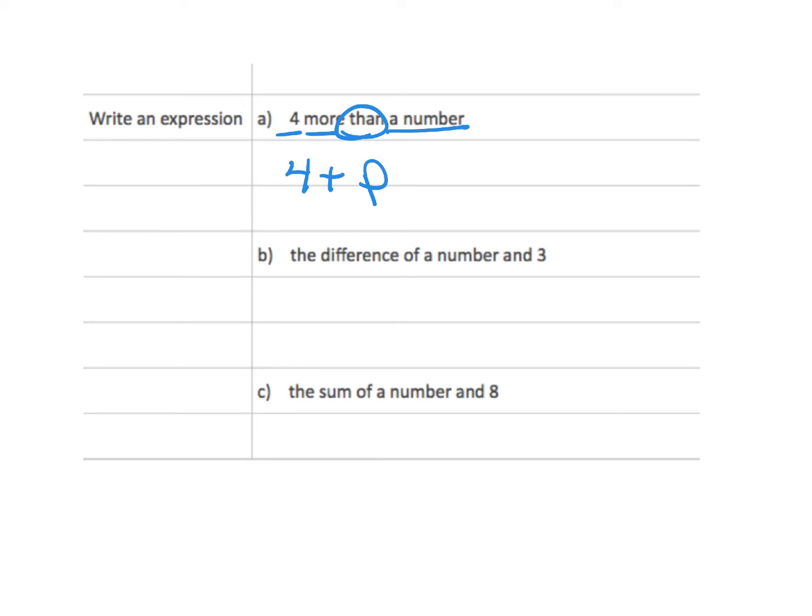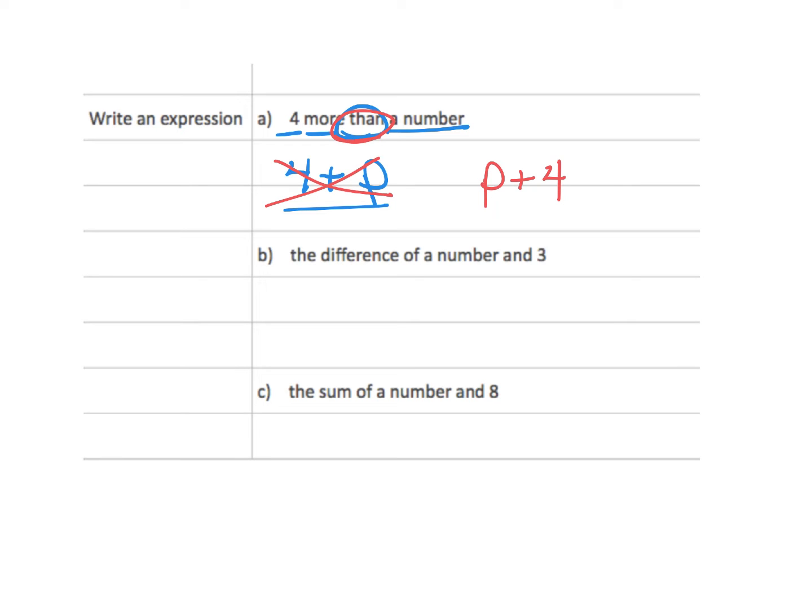And we're going to get to one that is. However, this is not going to be correct. We have that word than. This than switches it around. So instead of 4 plus P, I'm going to turn it around. And our answer is P plus 4. That is the correct answer.